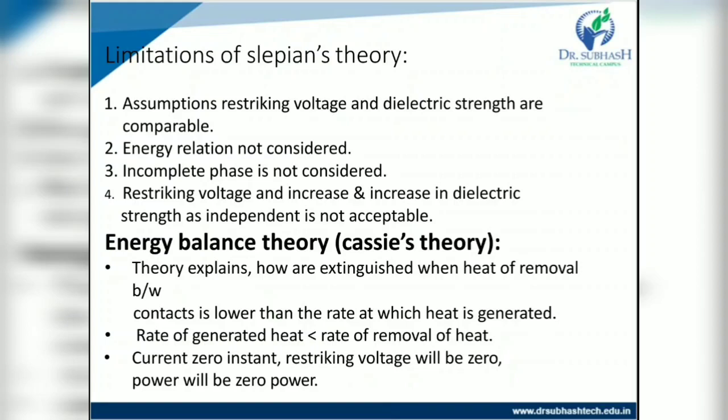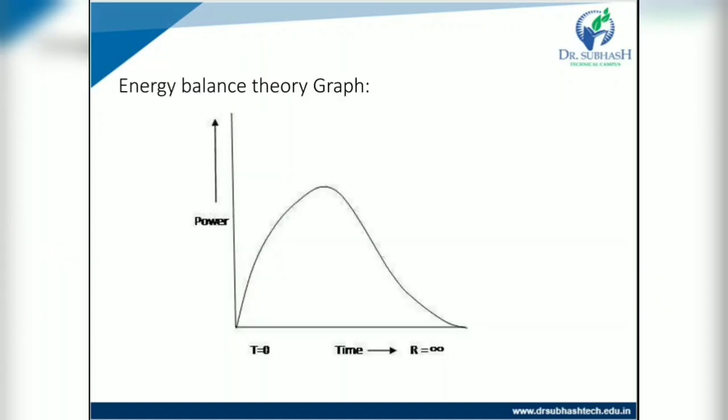Now the graph of energy balance theory, time and power. When the resistance increases to infinity, the power goes to 0. So here we can see the energy balance theory graph. Whenever time starts, the power increases to a certain value, then when the arc is extinguished, the R value will be infinite, meaning very high resistance, then the power, current and voltage will be 0.